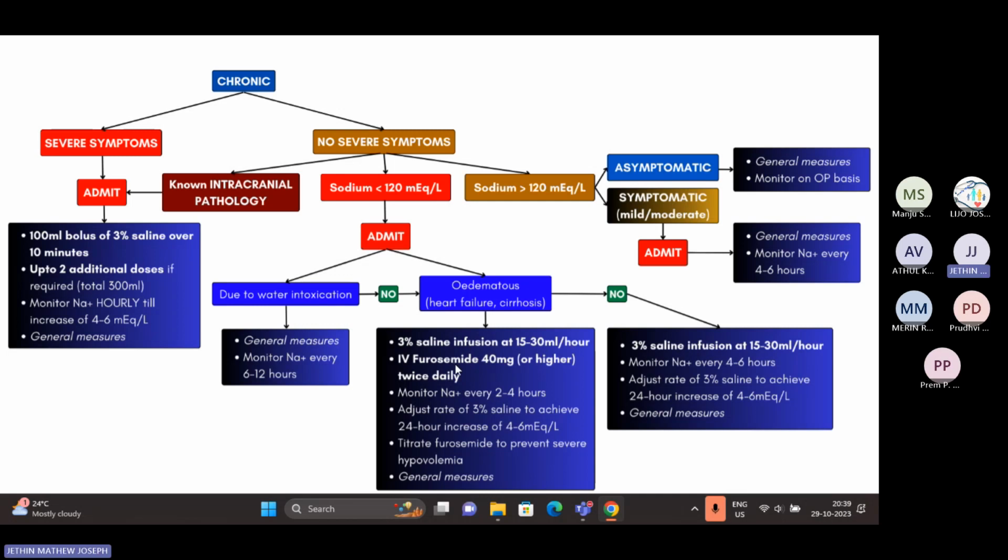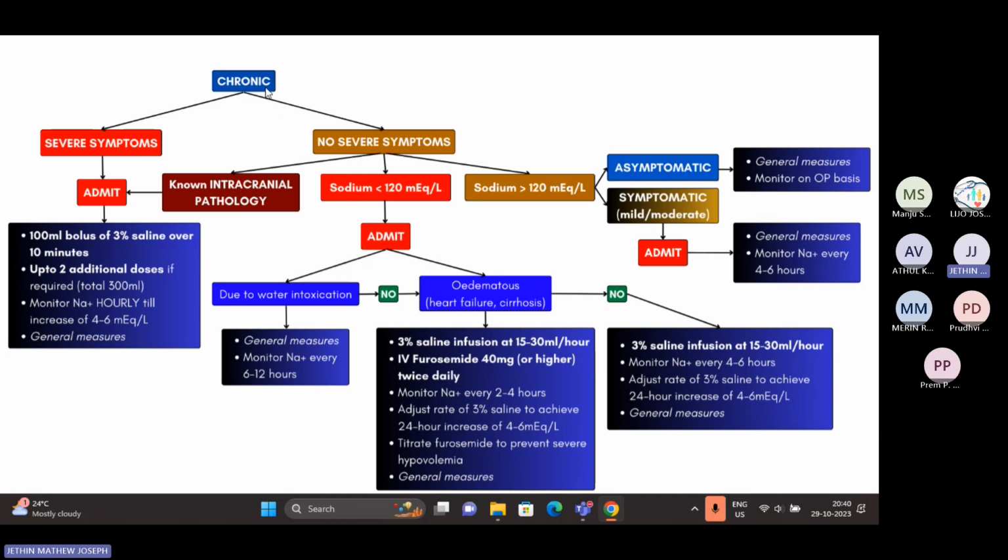And you can also start the patient on IV furosemide, 40 milligrams BD. Once you've started both these things, you can monitor sodium every 2 to 4 hours. Based on the values which you get from monitoring, you can adjust the rate of 3% saline to achieve a 24-hour increase of 4 to 6. You can also titrate furosemide to prevent severe hypovolemia. Your objective of giving 3% saline is to increase the sodium concentration, and your objective of giving furosemide is to decrease the volume load. Also, general measures are common in all scenarios and have to be followed here as well.